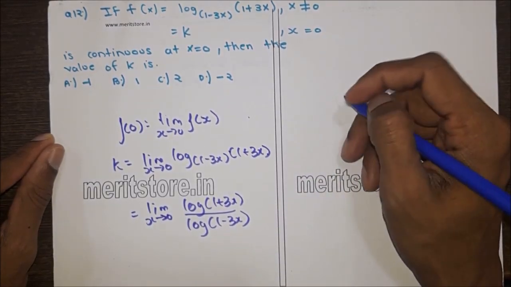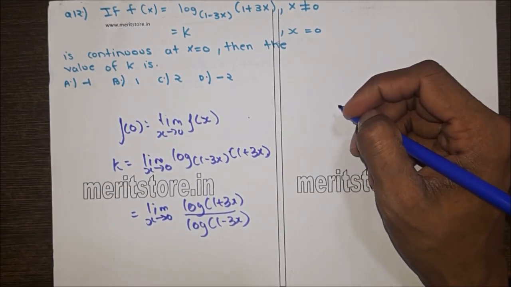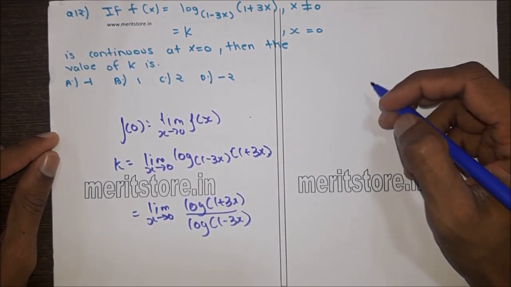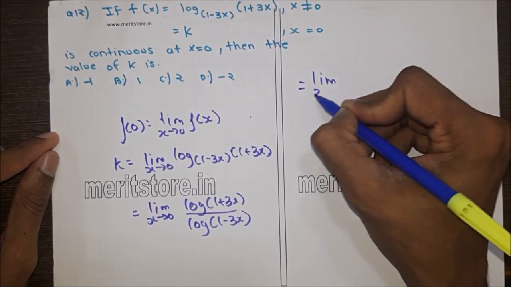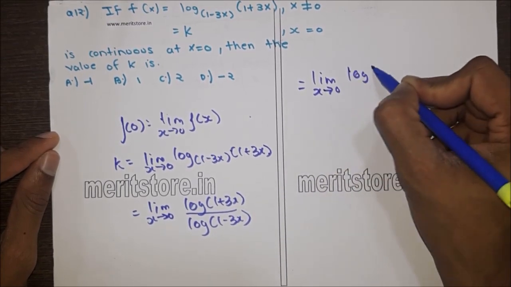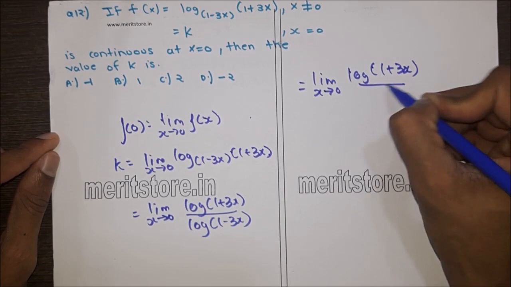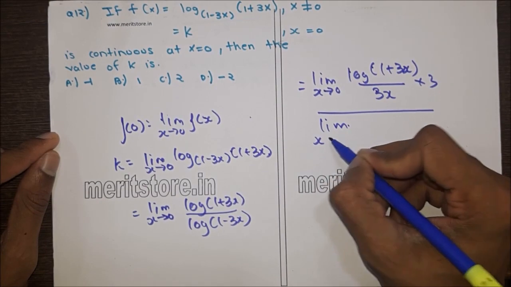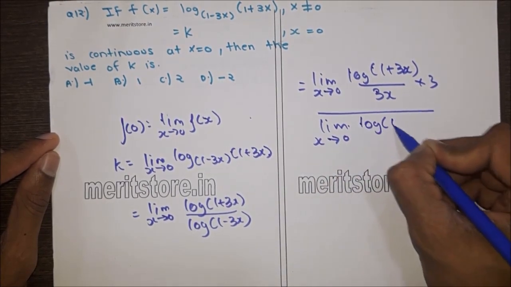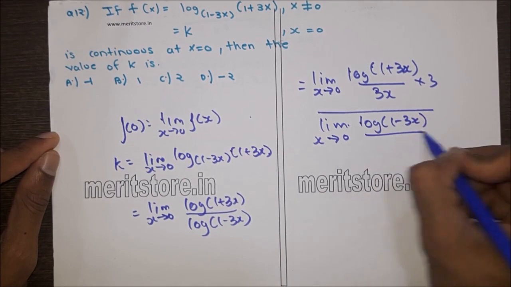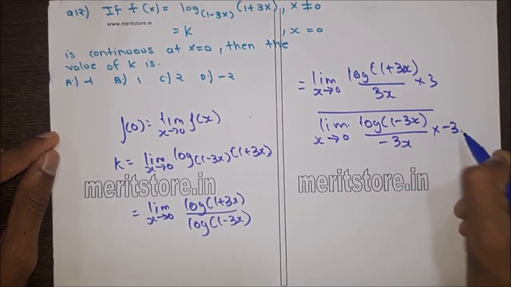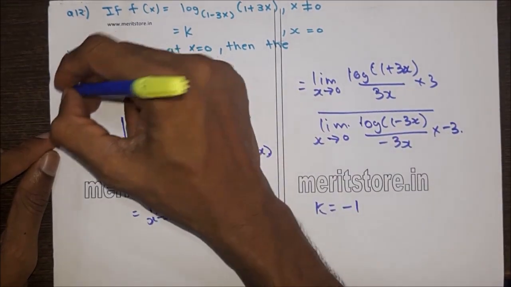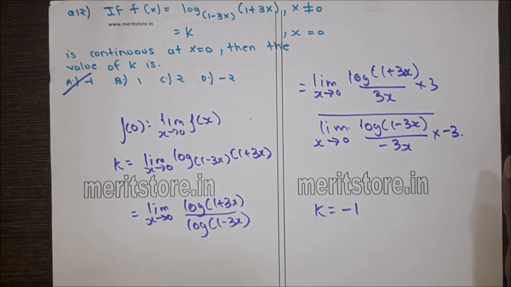Further, we can multiply. We divide and multiply by 3x in the numerator and the denominator. We get limit x approaches to 0 log of 1 plus 3x upon 3x into 3 upon limit x approaches to 0 log 1 minus 3x upon minus 3x into minus 3, which we get this as k equal to minus 1, which is our answer matches with option A. Therefore, option A is the correct answer.